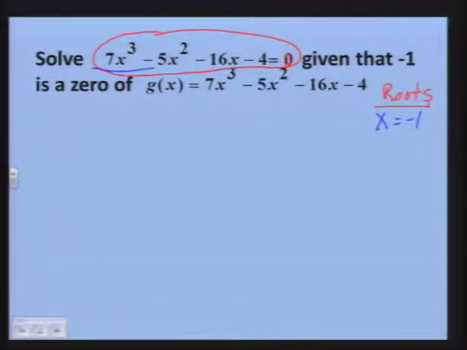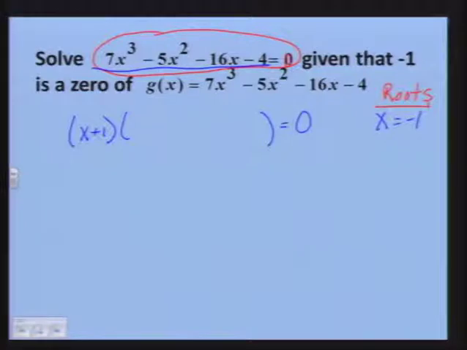That means that I can take this side and factor it into x plus 1 times something and get 0. Okay, how do I get the other factor? If I tell you that one factor of 100 is 25 and you want to know the other factor, you would divide, wouldn't you? That's what we're going to do here. We're going to divide using synthetic division.